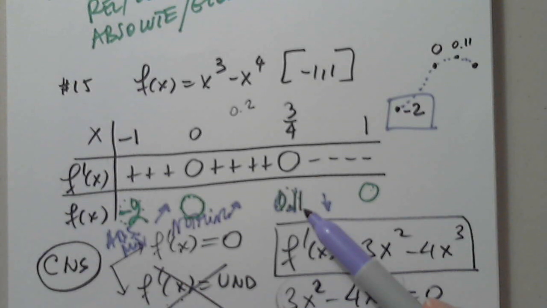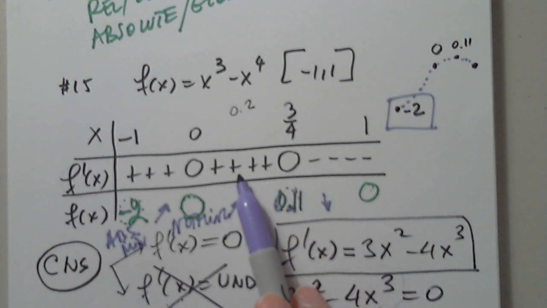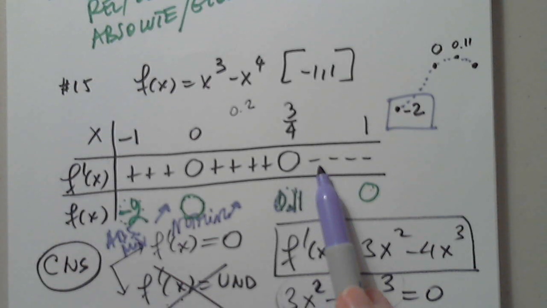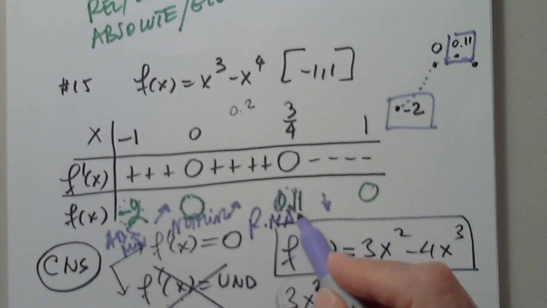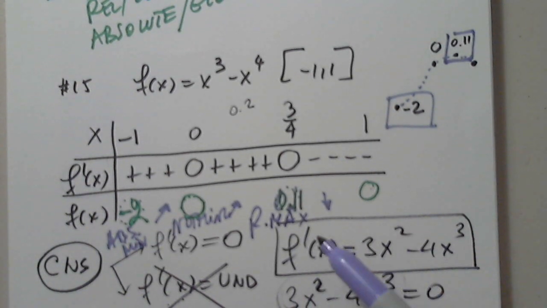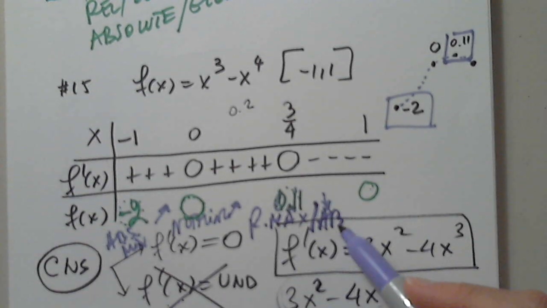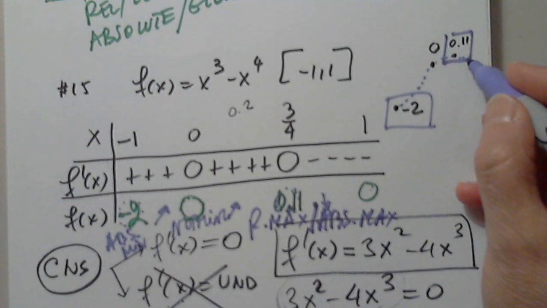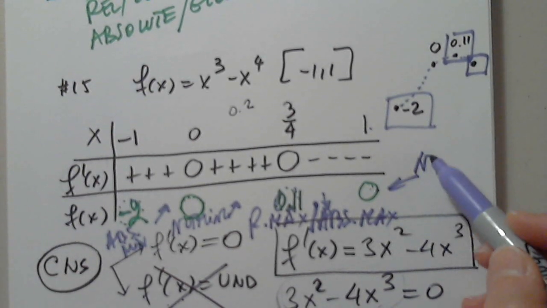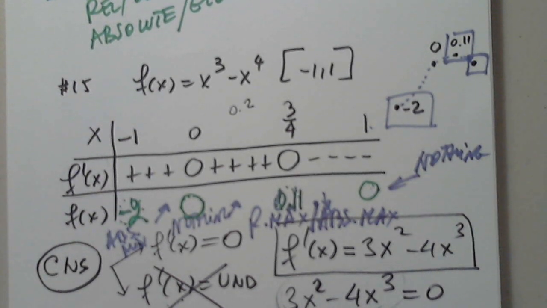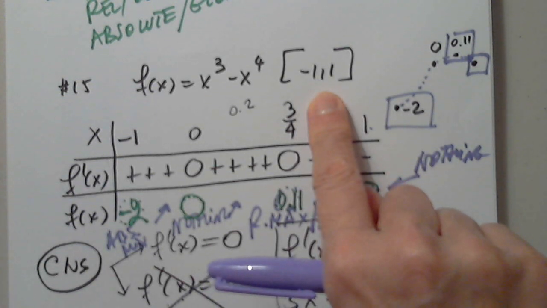3/4, 0.11. Relative max, and also absolute max. Perfect. Last one. This one, 1, 0. That's nothing, and it cannot be relative because it's at the endpoint of the interval. Awesome. That's all we need to do to study the absolute max and min for a function on a closed interval.